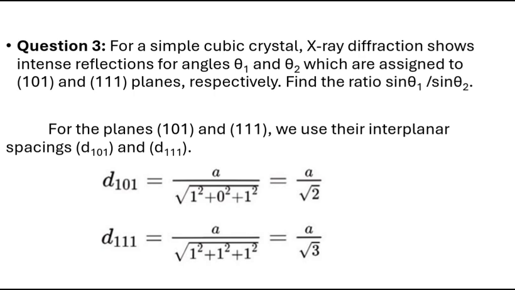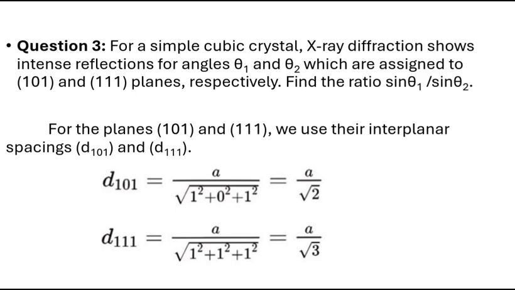Third question. For a simple cubic crystal, X-ray diffraction shows intense reflections for angles theta 1, theta 2, which are assigned to 101 and 111 planes respectively. Find the ratio sin theta 1 to sin theta 2. For the planes 101 and 111, we use the interplanar spacings D101 and D111. We know the equation of the interplanar spacings. Hence, we can find D101 and D111.